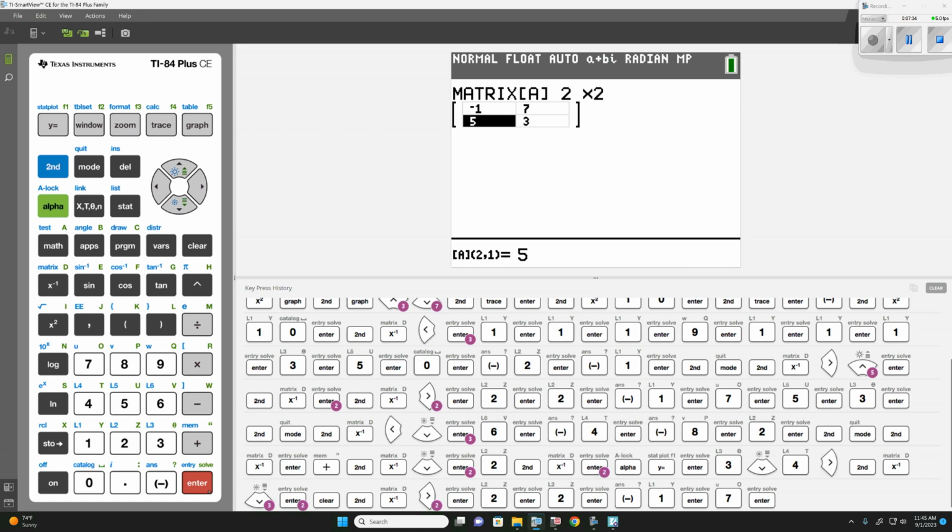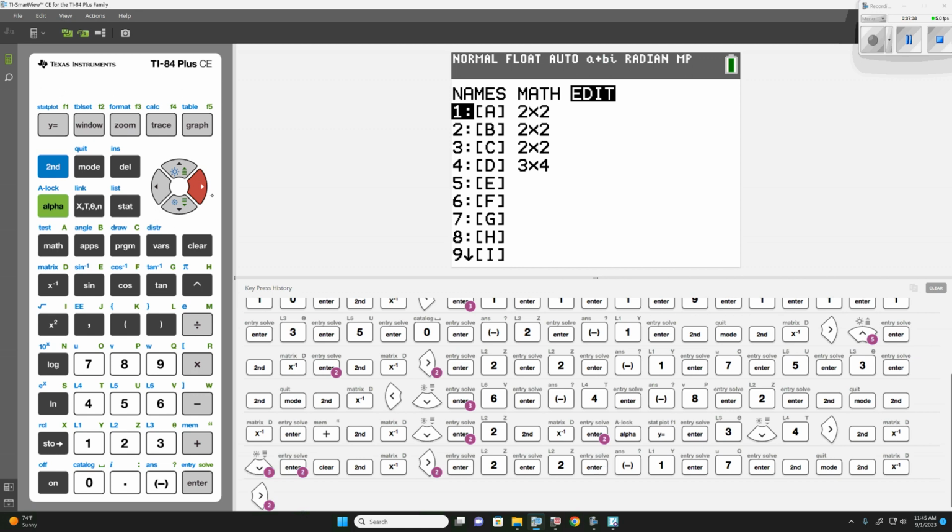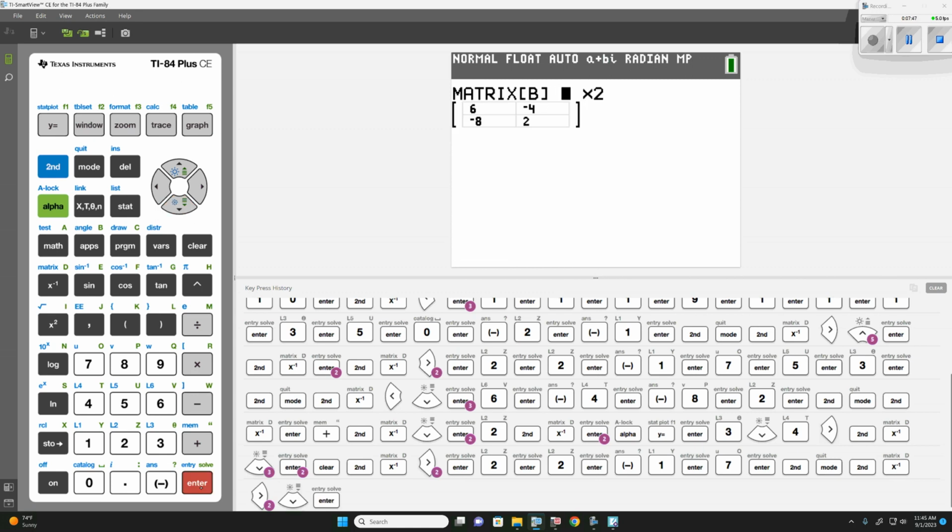And once we get that matrix put in, we can say second quit. Second matrix. But this time we're going to have more than one, so I can move down to matrix B and put the other matrix into it. Now it is also a 2 by 2. And as we can see here, I already put it in: 6, negative 4, negative 8, 2.